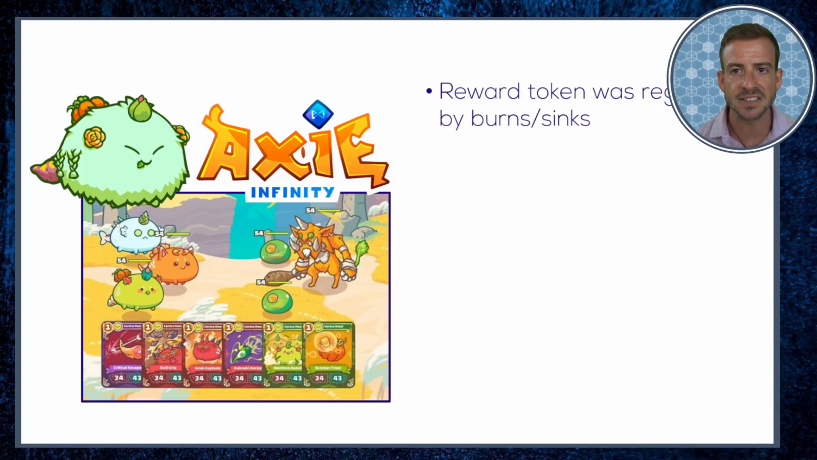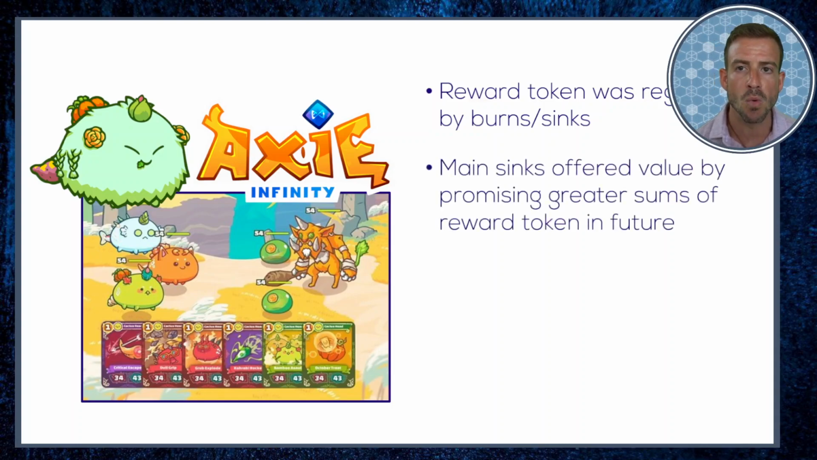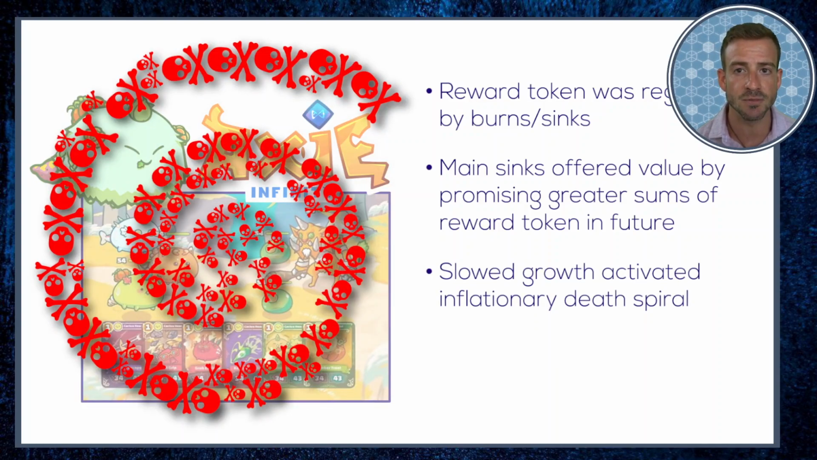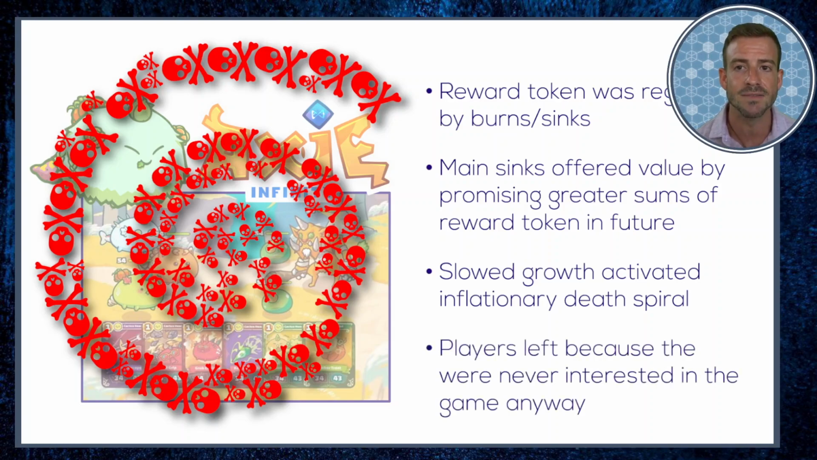But the biggest sinks only worked by promising more rewards to users in the long run. That meant that in a slowed growth environment, this created skyrocketing inflation, which set off an inflationary death spiral that destroyed the value proposition of this token entirely, making it impossible to recover. All of this was compounded by the fact that players were leaving the game because they were never interested in playing the game itself. They wanted to extract value.